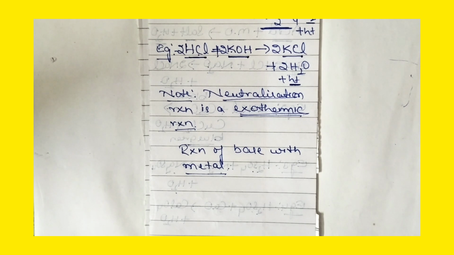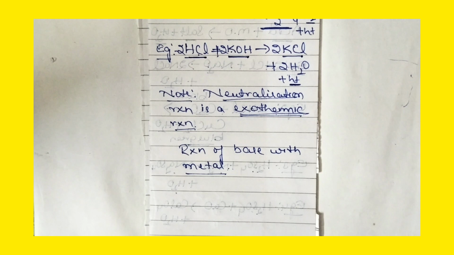Then reaction of acid with metal carbonate. Reaction of acid with metal carbonate gives salt, water and liberates carbon dioxide. Then reaction between acid and metal bicarbonate also gives salt, water and liberates carbon dioxide. How can we test that the liberated gas is carbon dioxide? That is by using the lime water test. Pass the released gas through lime water. If the lime water turns milky, then the released gas is carbon dioxide.